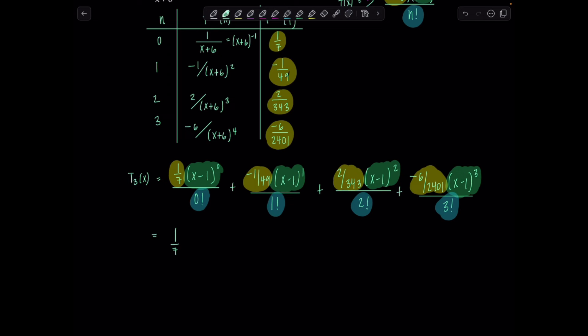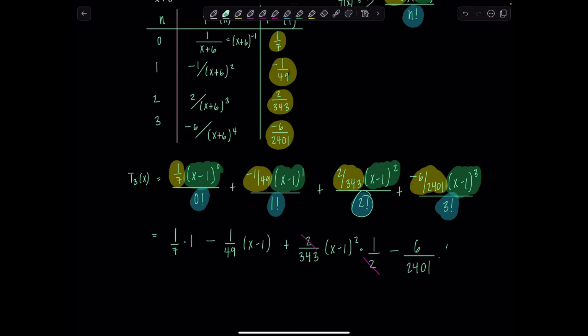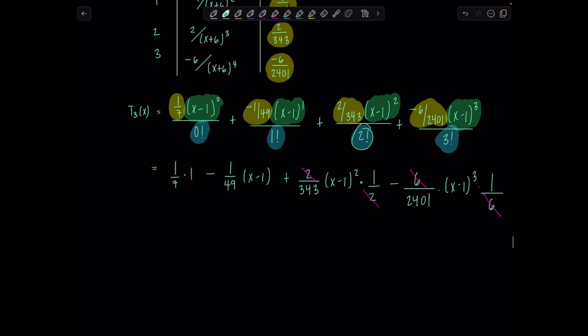This is 1/7. X minus 1 to the 0 is just 1. 0 factorial is 1. Okay. Minus 1 over 49 times x minus 1 to the first. Plus 2 over 343 times x minus 1 squared times 1 over 2 factorial, which is 2. So I have 1/2. See, these 2's are going to cancel. Minus 6 over 2401 times x minus 1 cubed times 1 over 3 factorial, which is 6. See how those cancel as well? These are gone.